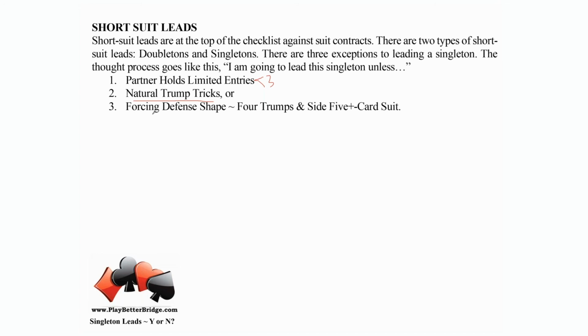And then the third exception is a visual. If you hold 4 trump and a side 5-card suit or longer, then you want to be leading that 5-card suit rather than leading a singleton. And it's called a forcing defense shape.